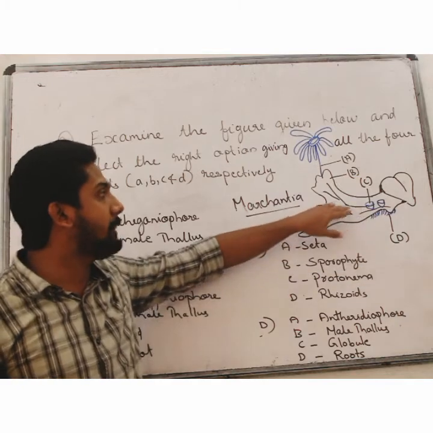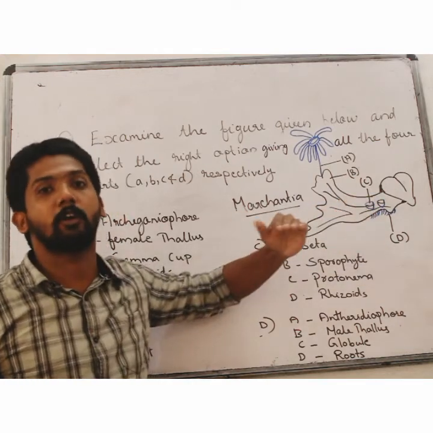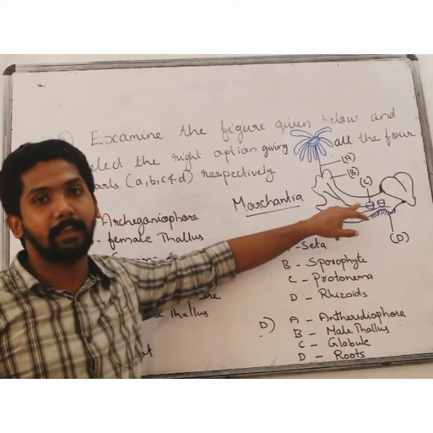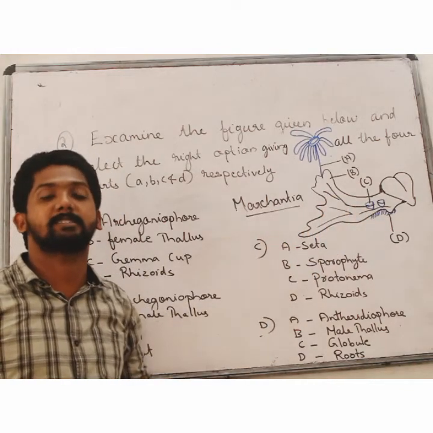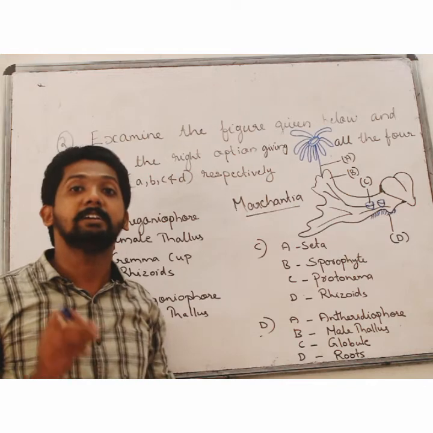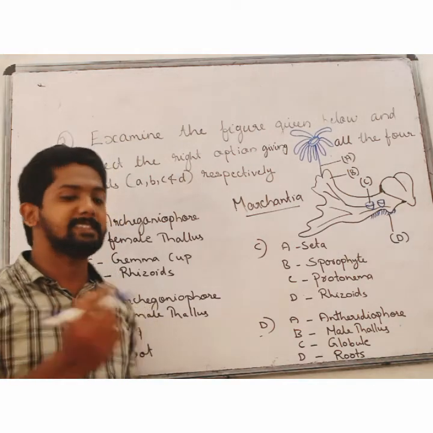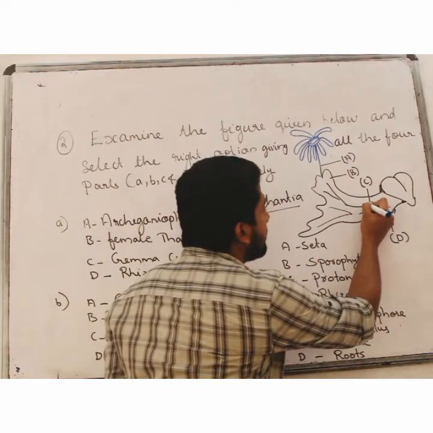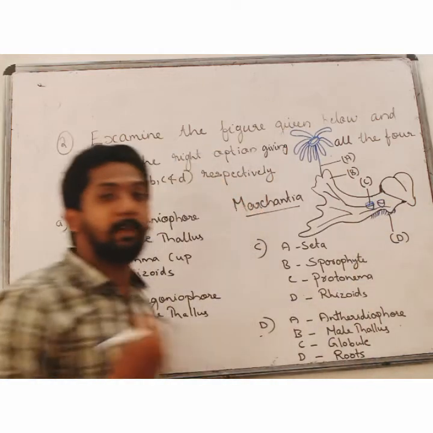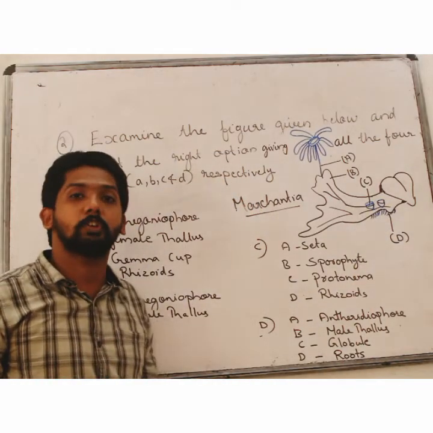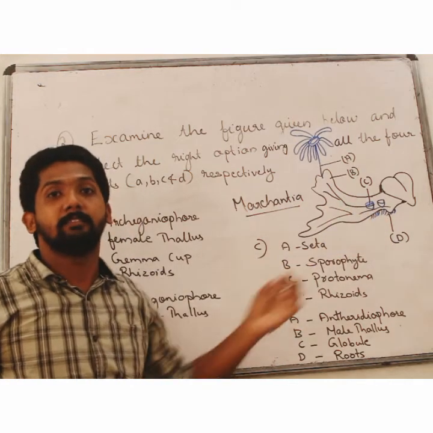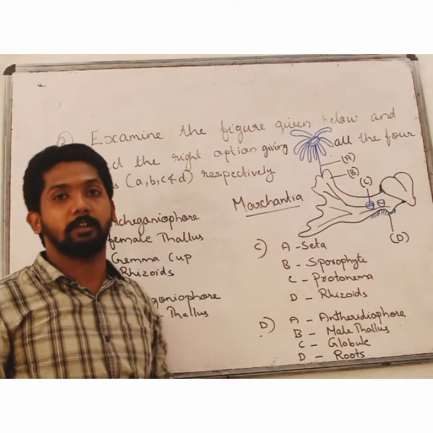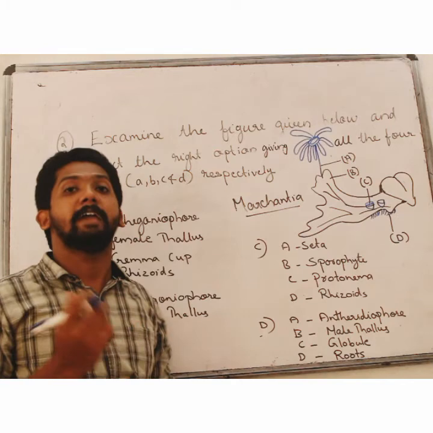When we look at the upper or dorsal surface of the thallus, we can see a cup-like structure. What is this cup-like structure? It is called the gemma cup. Inside the gemma cup, we can see a large number of gemmae. What is the function of the gemma cup? It is meant for asexual reproduction. These gemmae are asexual buds.